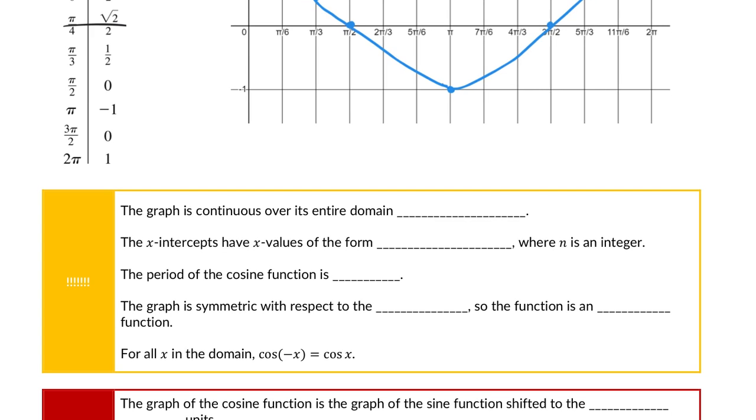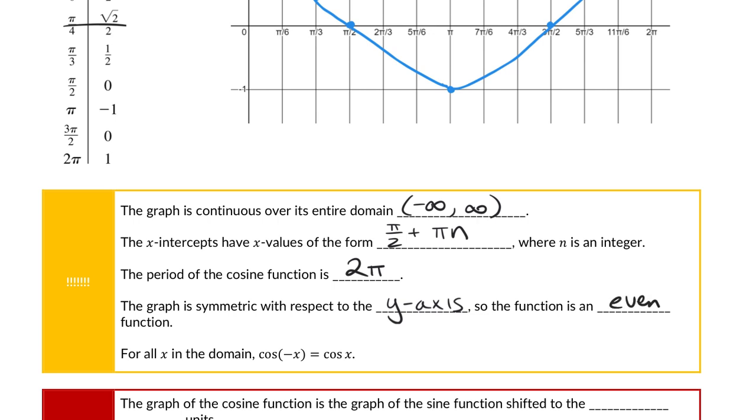The graph is continuous over the domain from -infinity to infinity. The x-intercepts this time, since the first one begins at pi over 2, are going to be pi over 2 plus pi times n, because every pi units we cross the x-axis again. The period of the cosine function is still 2 pi. The graph is symmetric with respect to the y-axis this time, because we could fold it along the y-axis and the left side would look exactly like the right side, which means that the function is even.